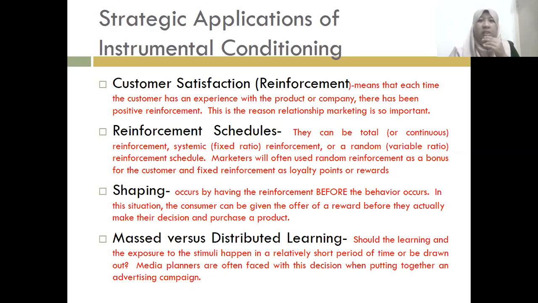Alright. Shaping occurs by having the reinforcement before the behavior occurs. In this situation, the consumer can be given the offer or reward before they actually make their decision and purchase a product.